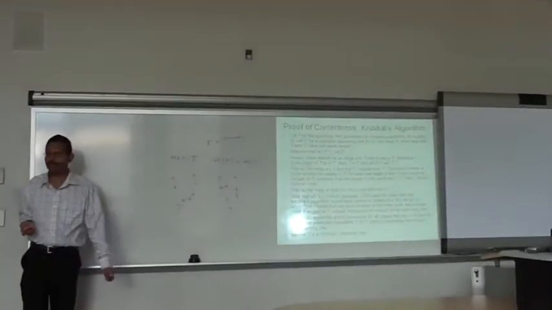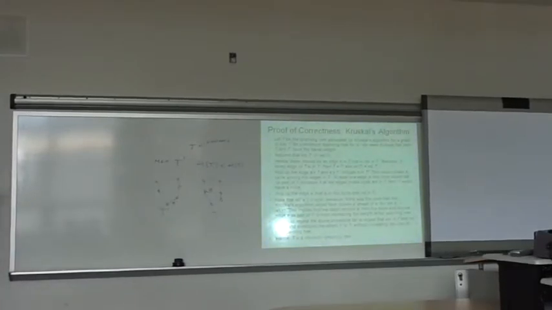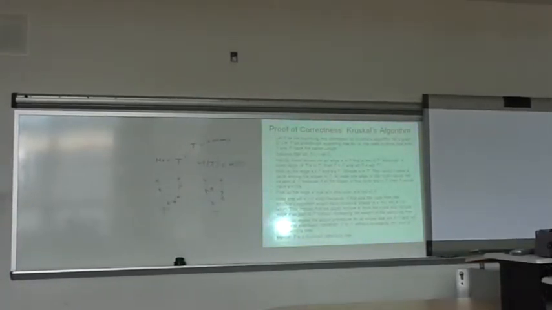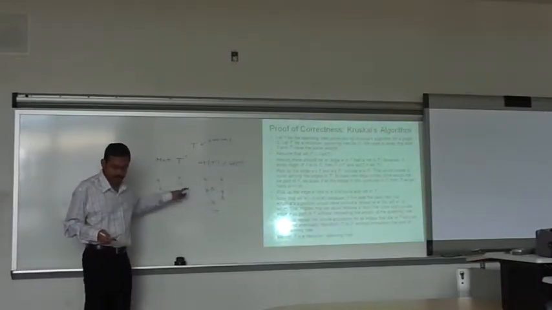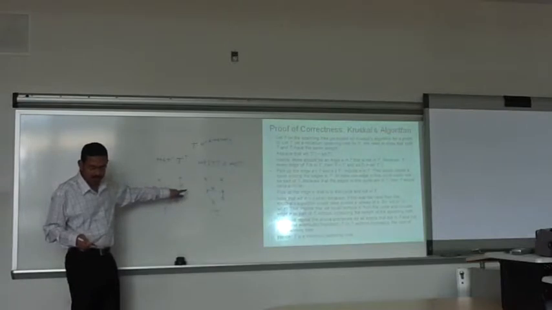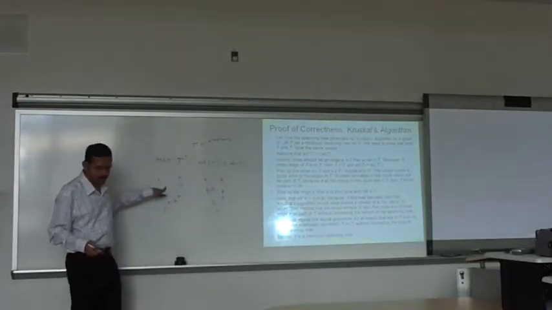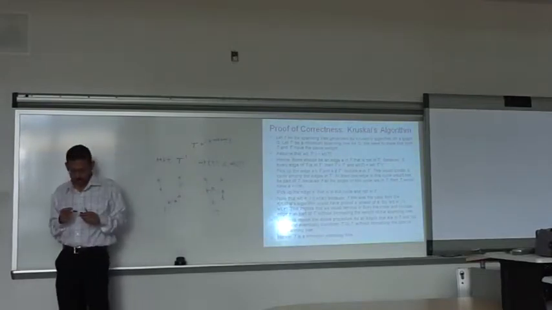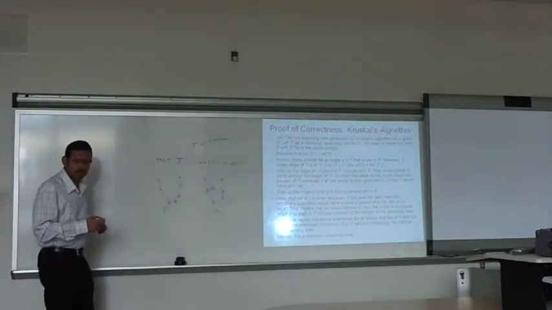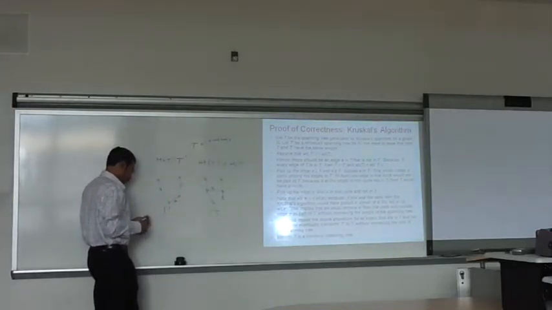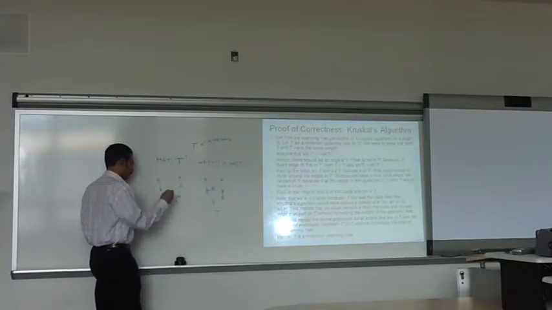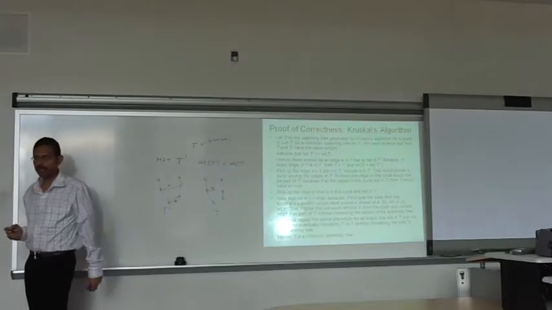Weight of T prime is less than the weight of T, then both trees should differ by at least one edge. So let's assume the trees to be like this, where they differ by an edge like this. There's an edge E here, not here, and there's an edge E prime that is not here. So what we are going to do is put that edge E here in this T prime.